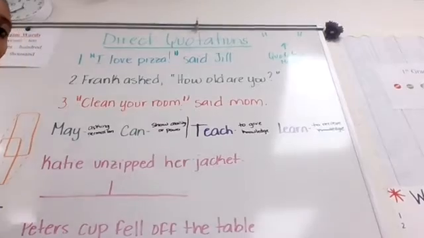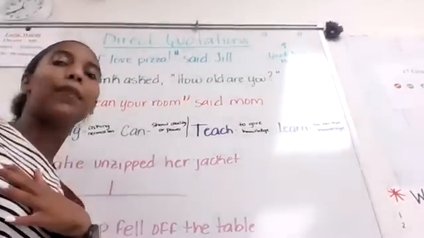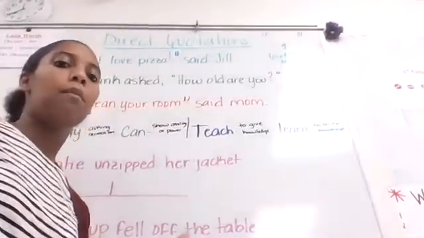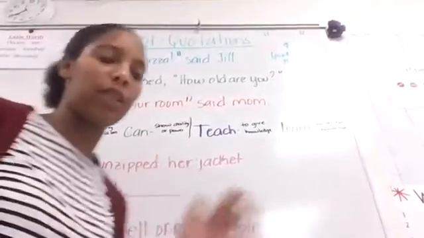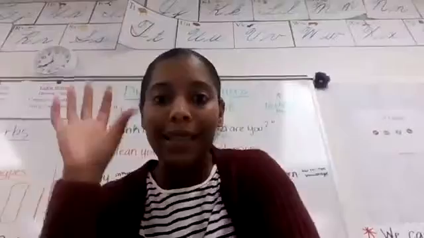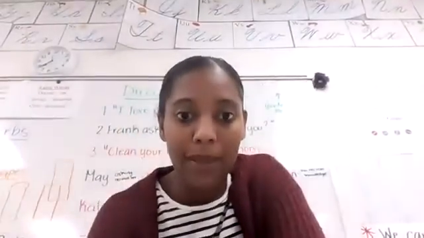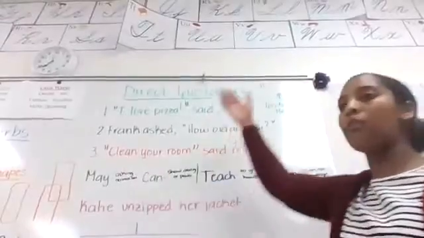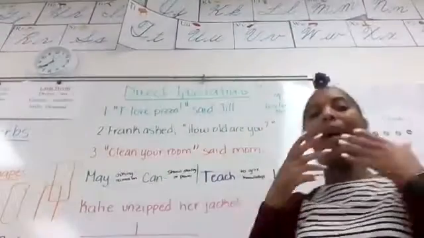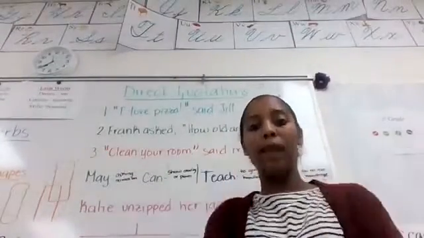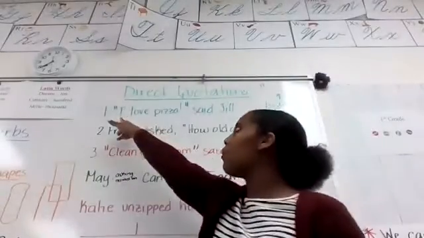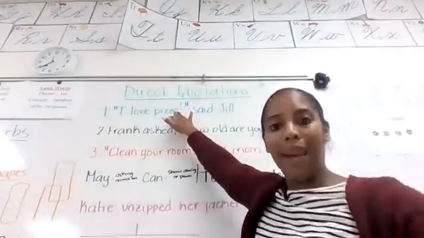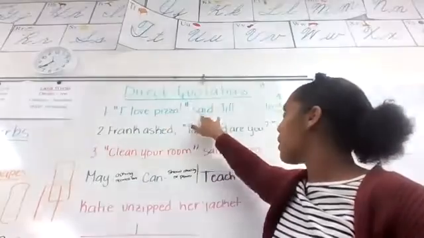Okay, so this is what we're focusing on this week. We'll probably be on this for a couple of weeks, practicing direct and indirect. There's another type of quotation, but this week we'll focus on direct quotations. The direct quotations are the exact words that the person is saying. We put the quotation marks on it to show that that's what they said. So as we did for number 1, "I love pizza." The quotation marks are on I love pizza because that's what Jill said. Then it tells us said Jill.